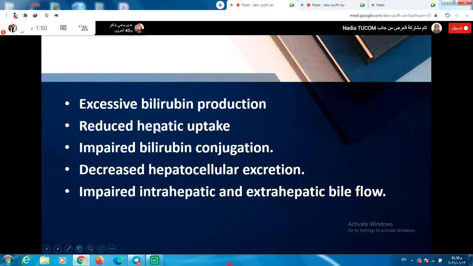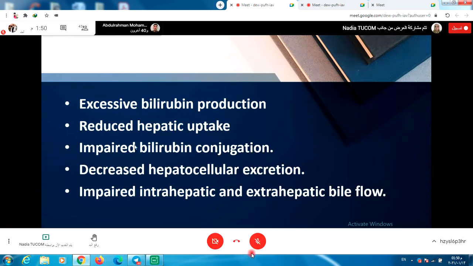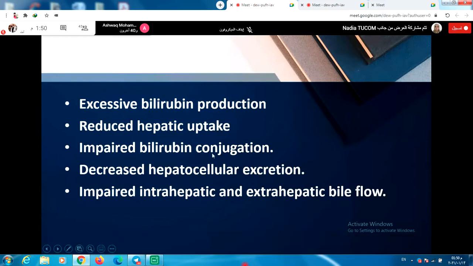Exactly. Hepatocellular injury, diseased hepatocytes are unable to metabolize bilirubin. Okay. Impaired bilirubin conjugation. What is the cause of impaired bilirubin conjugation? Congenital diseases. Not gallstone. Impaired bilirubin conjugation, the conjugation of bilirubin with the enzymes.